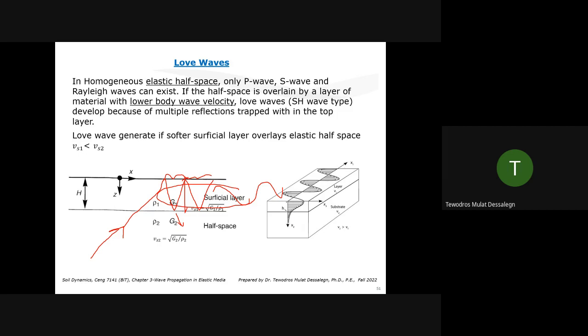So that Love wave is usually called a trapped wave. It's a wave trapped in the softer material at the top. Most of the deformation, most of the wave, is within that layer, but it disappears when it goes into the half space. So for a Love wave to occur, you need to have a shallower or softer surface, and then a much deeper half space with a larger velocity.